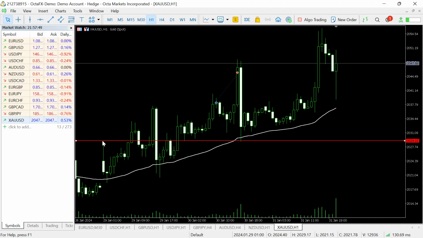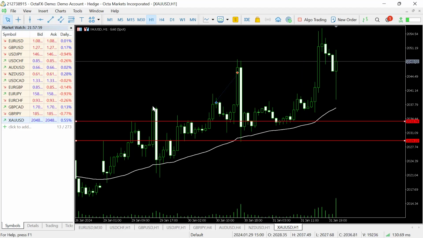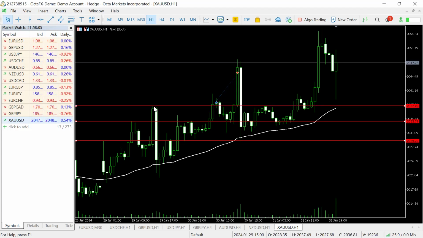So this is one high here. You can see it, right? This is another high here, and then this is another high here. This is another high here, and then another high point here in the market.